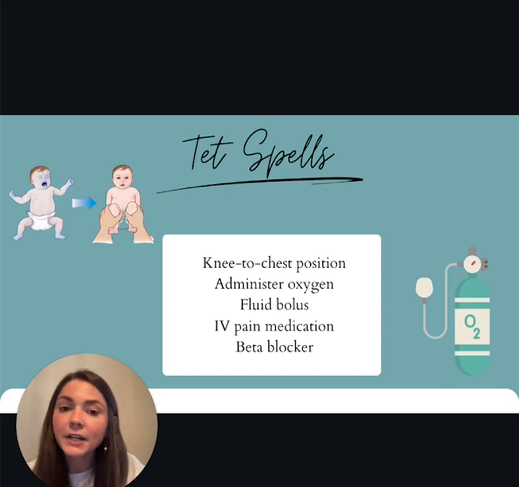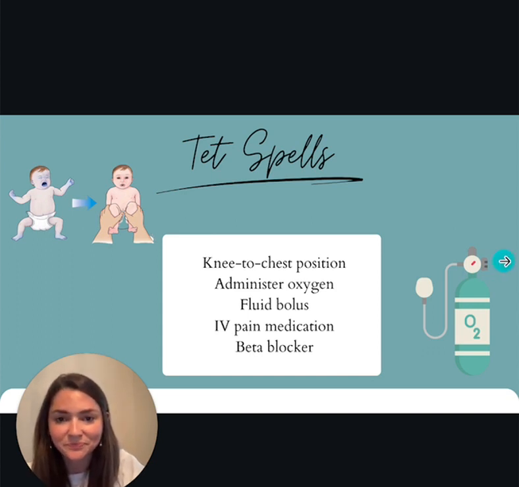So if you ever work in pediatric cardiology, you may see a clinician administer oxygen, a fluid bolus, IV pain medication, or even a beta blocker to help with the Tet spell. But remember that this is not something that we're going to be deciding on as the registered nurse. So I do want to point out that these infants will eventually need surgery to ultimately repair the heart. And oftentimes this involves multiple surgeries before 1 year of age.